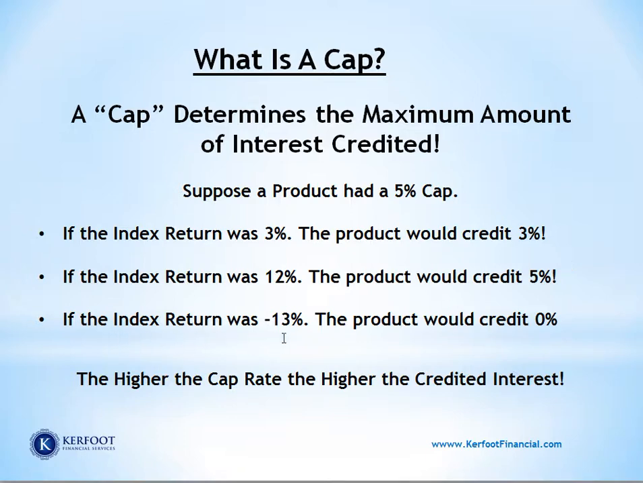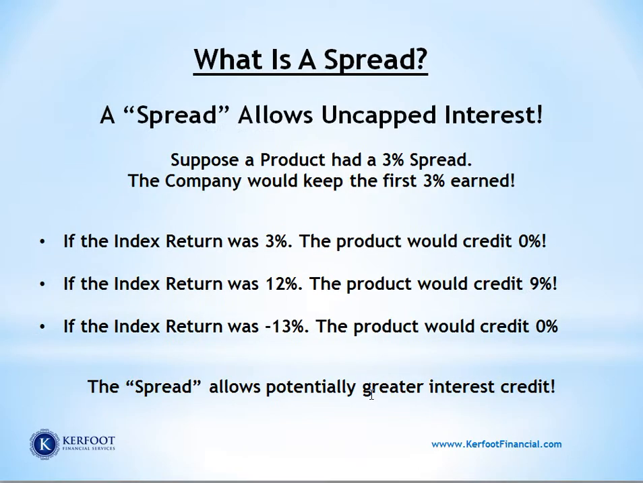If you have a negative year, suppose the index was down 13%. Well, remember there's a product floor. The floor is 0, so there's no interest credited, but there's no loss. Obviously, the higher the cap rate, the higher the credited interest.